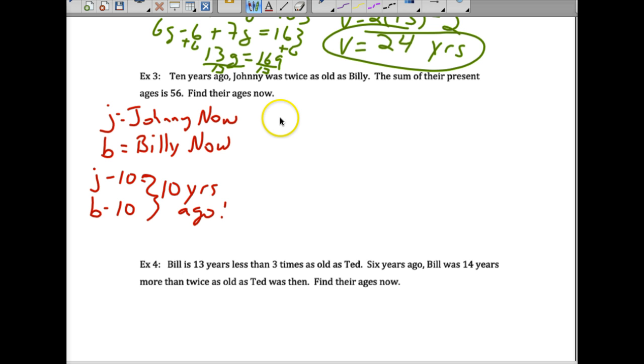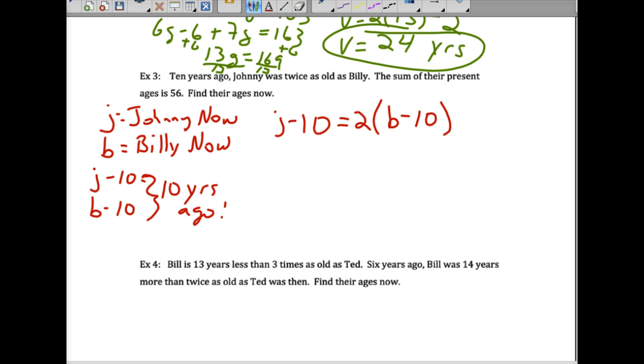J minus 10. J minus 10 is Johnny 10 years ago, so that equals 2 times the quantity B minus 10. Yes! Nice. 10 years ago, Johnny was twice as old as Billy. So that means we have to double Billy's age 10 years ago, and then they're equal.